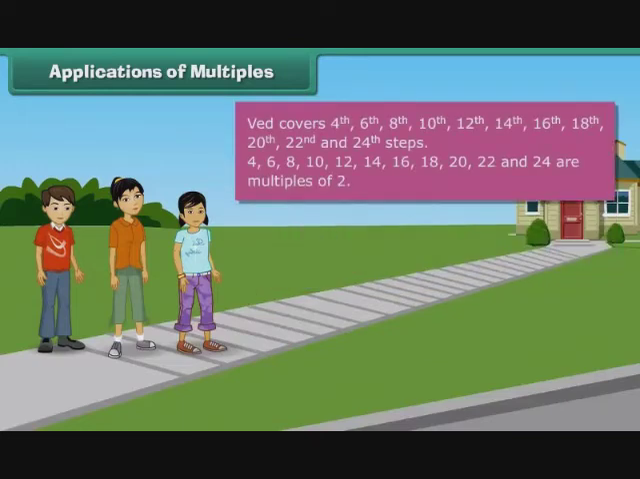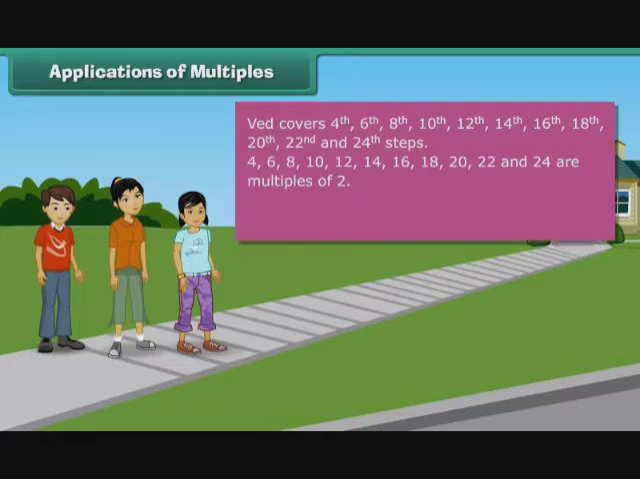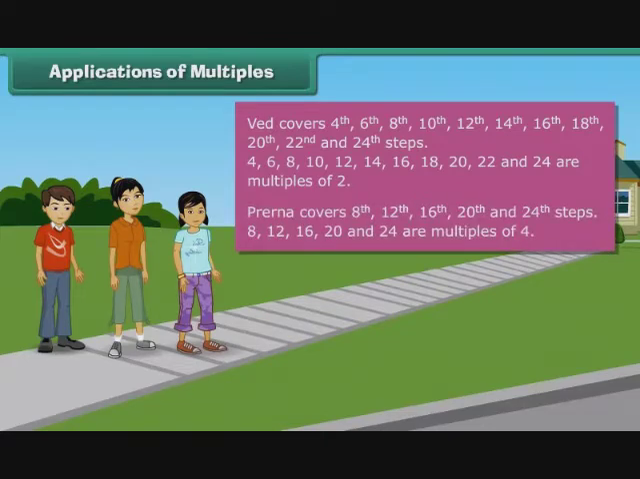Ved covers 4th, 6th, 8th, 10th, 12th, 14th, 16th, 18th, 20th, 22nd and 24th steps. 4, 6, 8, 10, 12, 14, 16, 18, 20, 22 and 24 are multiples of 2. Prerna covers 8th, 12th, 16th, 20th and 24th steps. 8, 12, 16, 20 and 24 are multiples of 4.